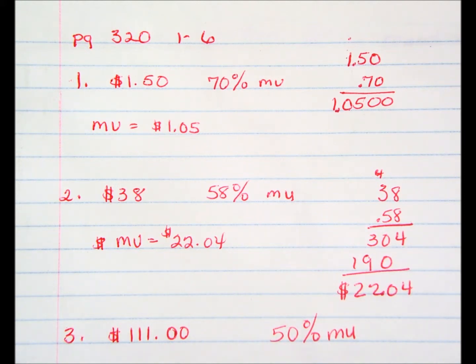In number 3, I figured that one out in my head. They wanted a 50% markup on $111. So half of 100 was 50, half of 10 was 5, so that's 55, and half of $1 is 50 cents. So it was a $55.50 markup.